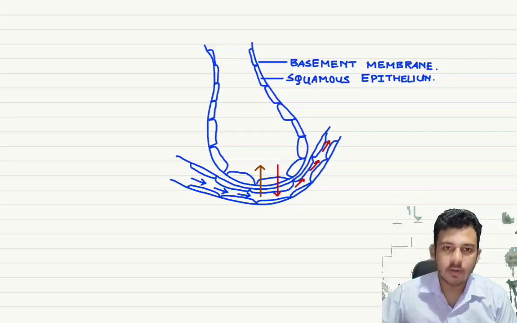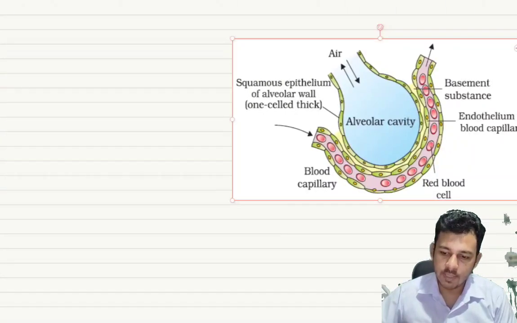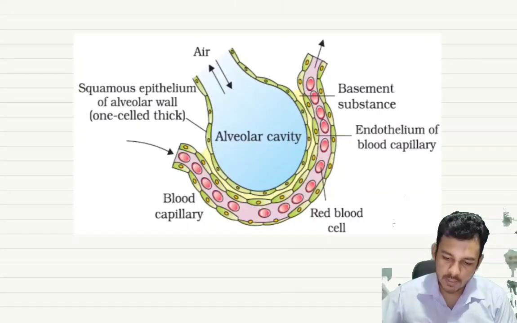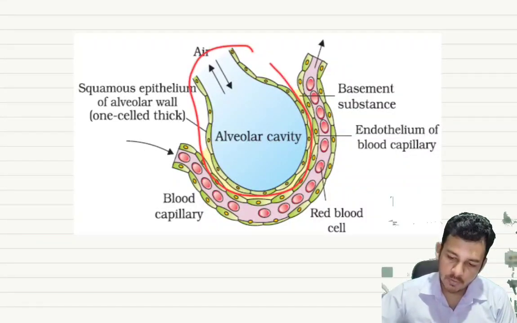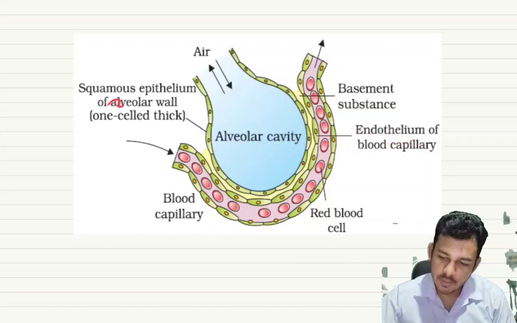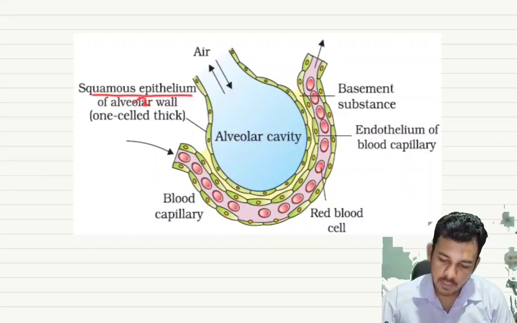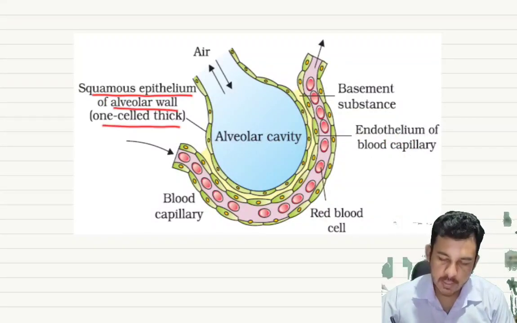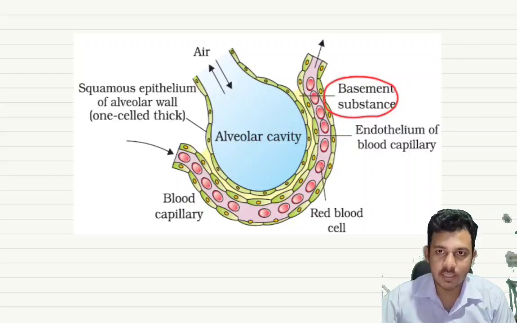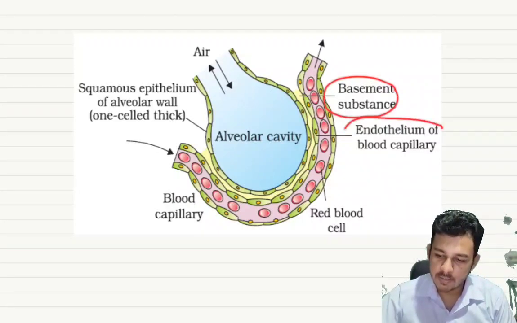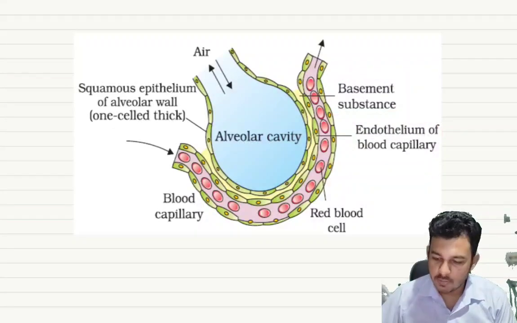Now this particular diagram, let's have a look at what is given in the NCERT. As you can see in this slide, this is the alveoli that I had drawn. This alveoli consists of a single layer of squamous epithelium. So that is a single layer. Then that definitely rests on the basement membrane or the basement substance that is mentioned here. Then comes the endothelium of the blood capillaries. They in turn are resting on the basement membrane.